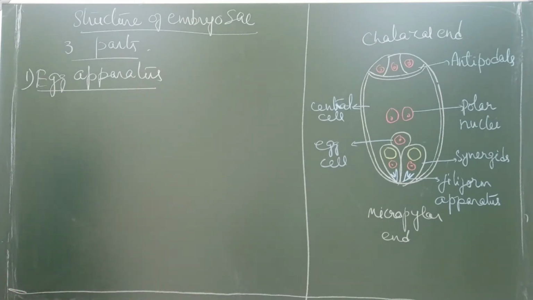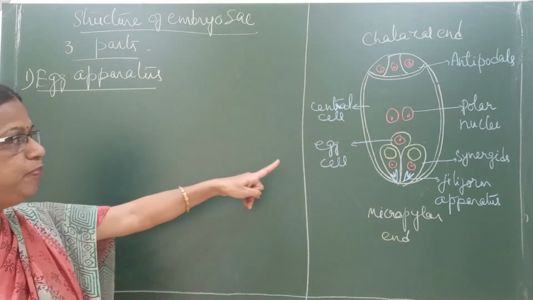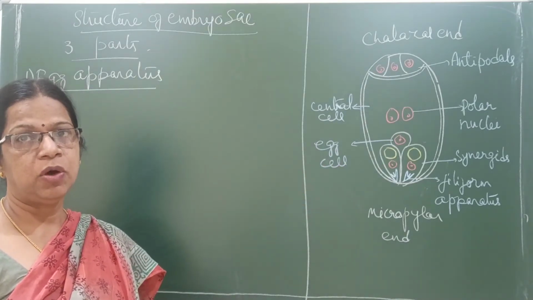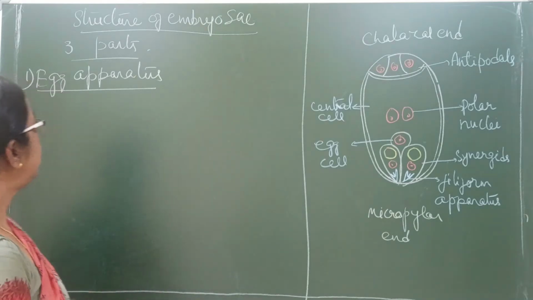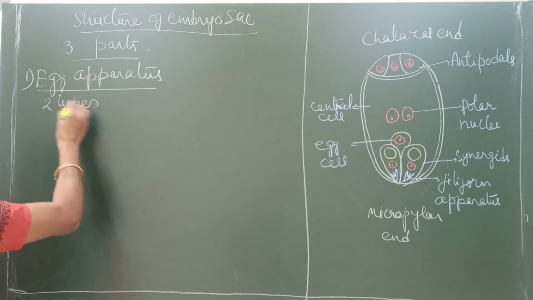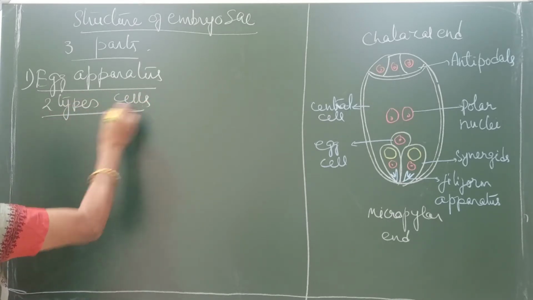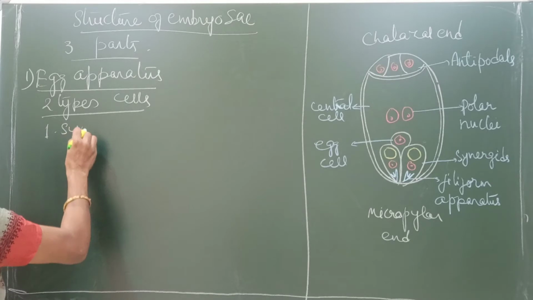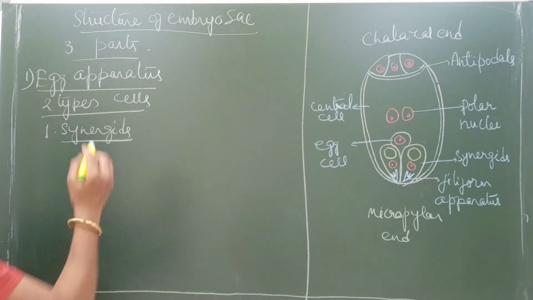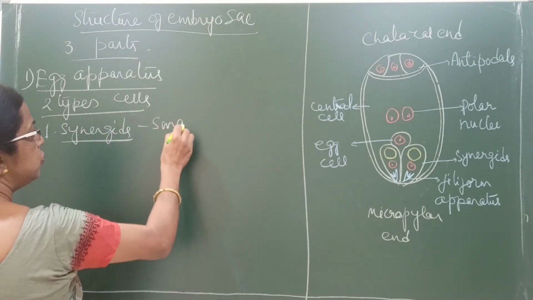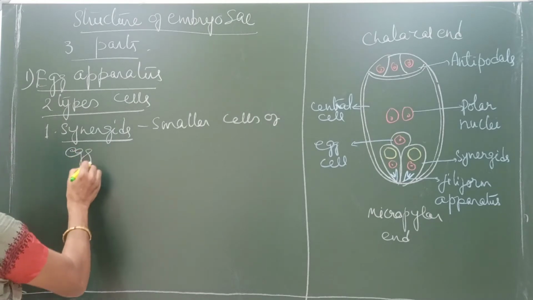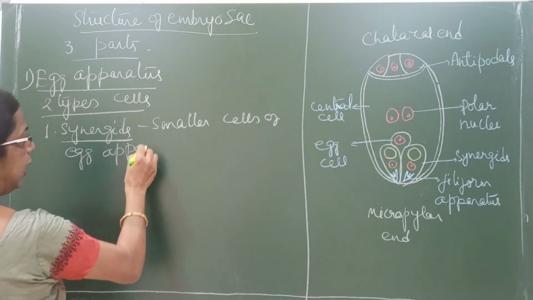So first, the egg apparatus. As I have shown in the diagram, this egg apparatus is found towards the micropylar end of the ovule. The egg apparatus consists of two types of cells. The first type are called synergids. These are the smaller cells of the egg apparatus.